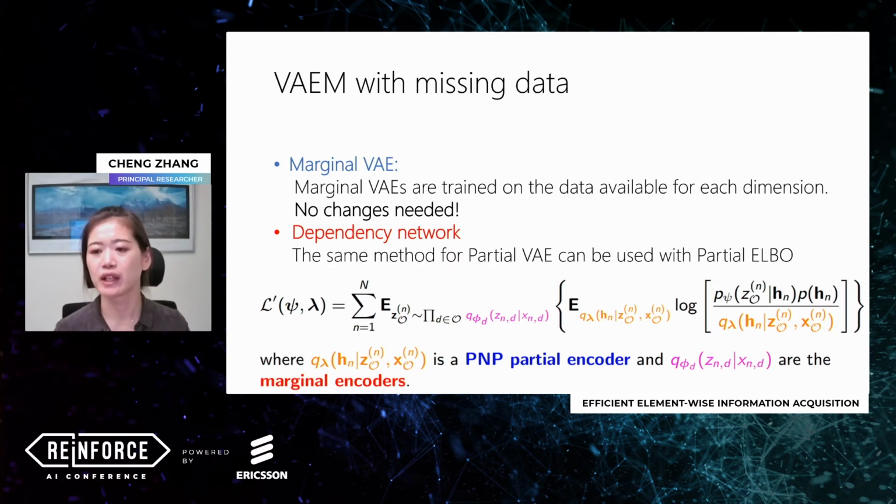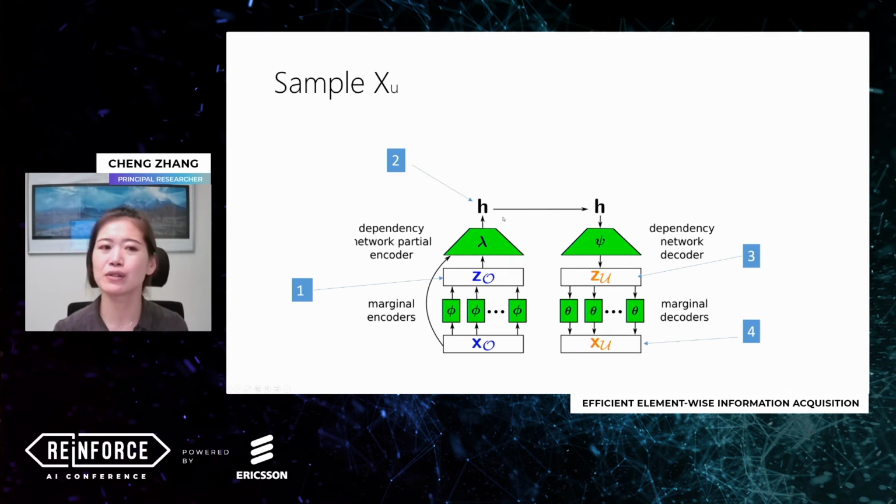And of course, we can use it for missing data. For the marginal VAE, because you're only looking at 1 dimension, it doesn't matter for training. But for the dependence network, we can use exactly the same technique I presented before for the standard partial VAE, combining it with PointNet so that we have the partial ELBO. In this way, the model can work with data of different statistical types and also do imputation.